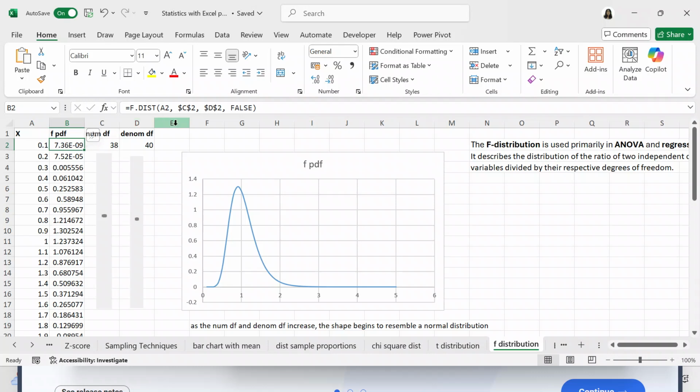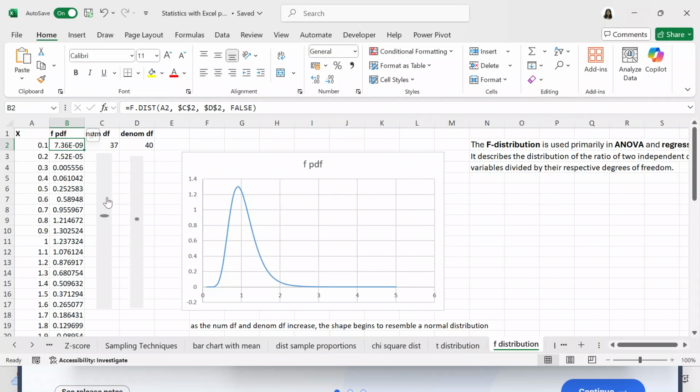So you've got your numerator degree of freedom and your denominator degree of freedom. So you've got two different degrees of freedom that you're going to work with, and that's going to change the shape of the F distribution. What I've done is I've put some sliders in there. I put a slider in for the numerator degree of freedom, and I put a slider in for the denominator degree of freedom. And as you change these degrees of freedom, you're going to change the shape of the distribution.